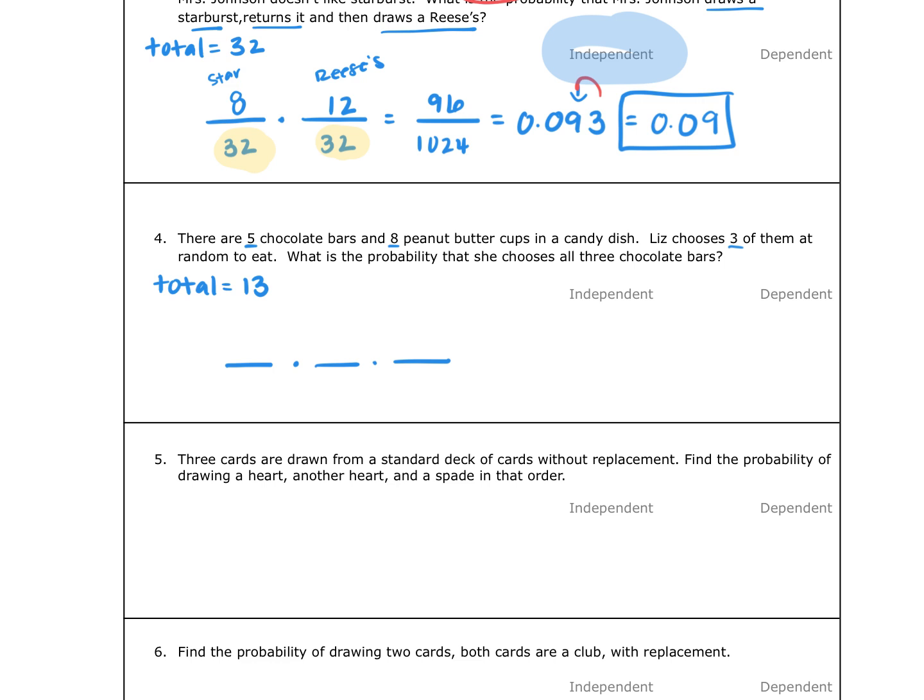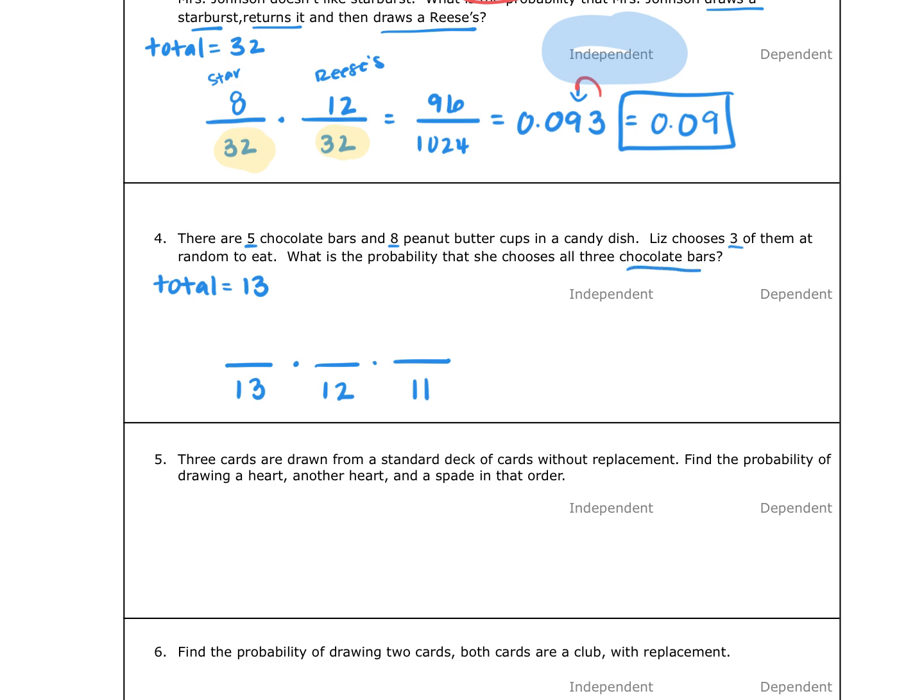What's the probability she chooses all 3 chocolate bars? Okay, so we're going to start with how many total there are. Right away, there are 13. And this is where we have to be thinking about it. If there is chocolate in a dish and you reach in there and you really like chocolate, you're probably going to eat it. So the next time you reach in, there's going to be 12 because you ate one. And then the next time you reach in, there's going to be 11 because you ate one.